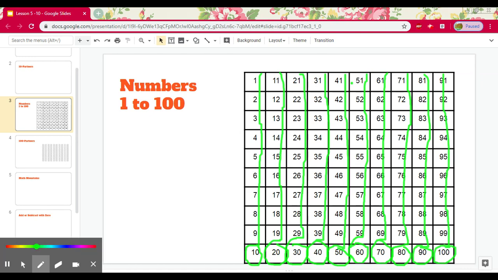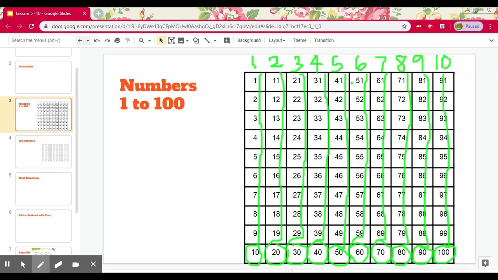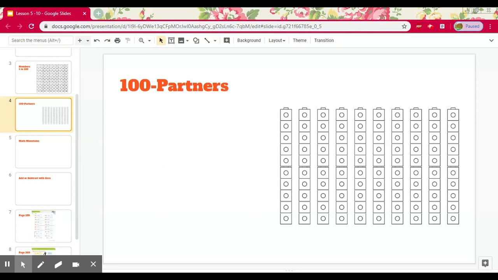How many groups of 10 did we count? Let's see. 1, 2, 3, 4, 5, 6, 7, 8, 9, 10. We counted 10 groups of 10. There are 10 tens in 100. We just learned that there are 10 tens in 100. So now we have 10 sticks to show 100. We can use these 10 sticks to solve problems involving 100.